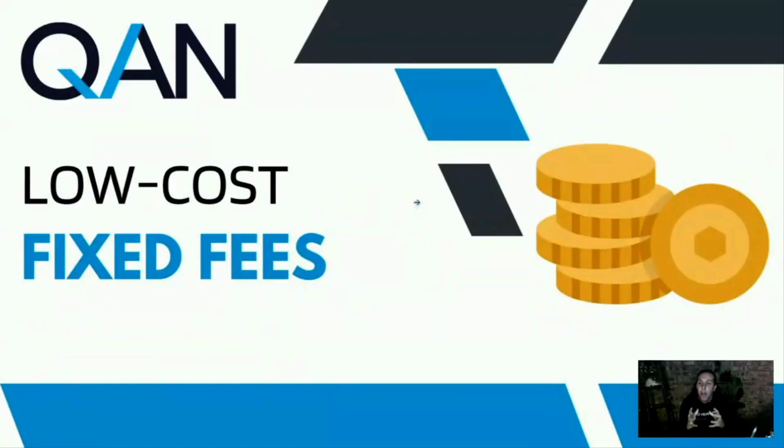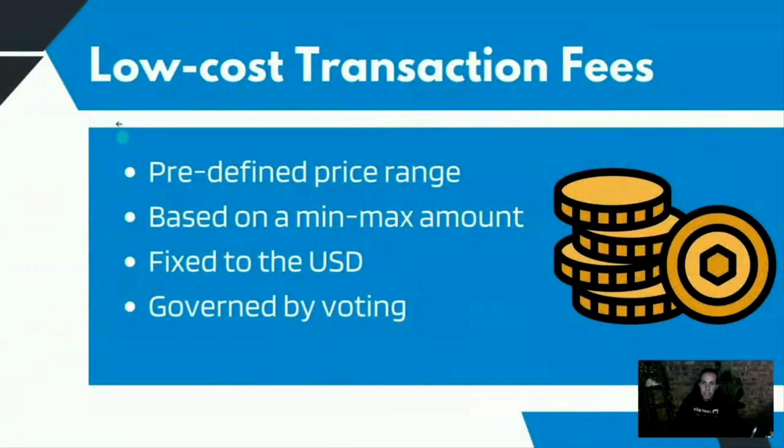What is the next one? Low-cost fixed fees. This is another great IP that they are offering. So with QANplatform, they will predefine a price range of a min and max amount so that you will know what it's going to cost you, whether you're an individual or you're a business. It will be fixed to the USD. So I suspect they'll be connecting it to some sort of stable coin like USDT. And no matter what the price is of their crypto token, which is QANX, the transaction price will always stay the same.